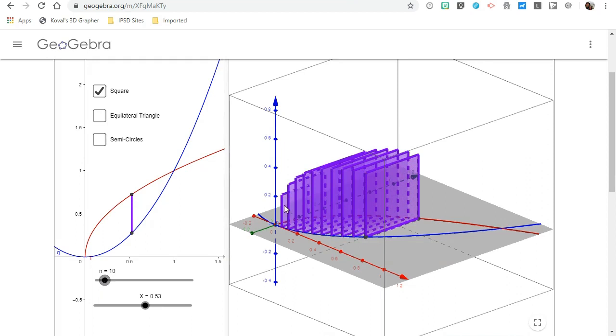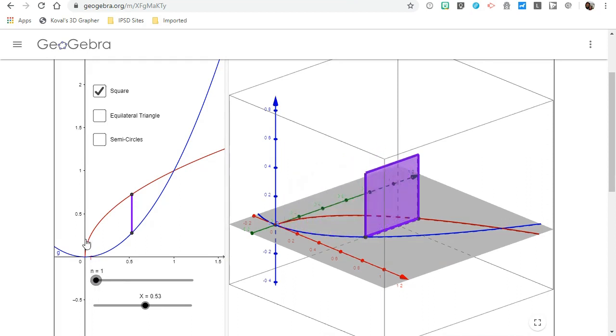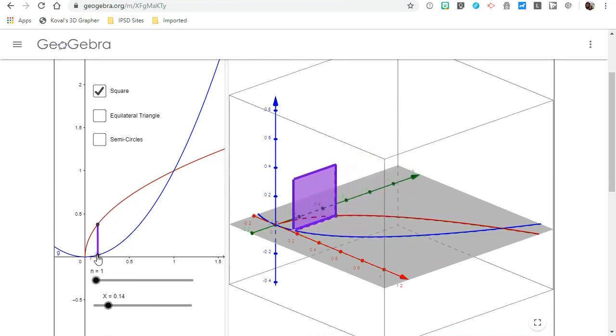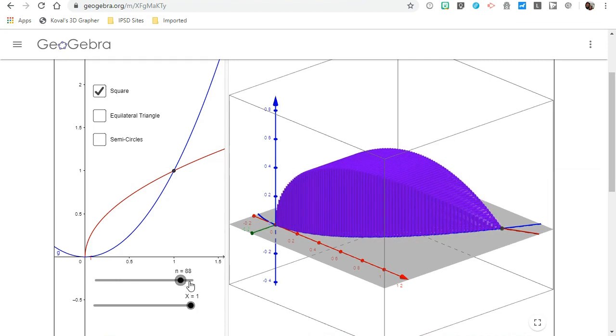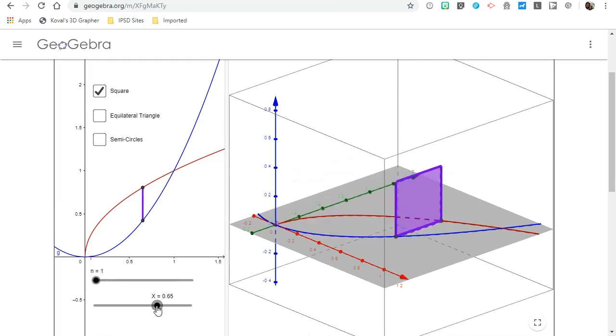So notice that these squares are of different sizes. That's because the base of the square, the length of the side of a square, is going to be different at each of these spots. So notice that the length of the side of the square being different changes what the size of the square is at any particular spot. And if I go all the way from 0 to 1 for x, notice that my shape forms in that way. Now I can do the same thing with an equilateral triangle.